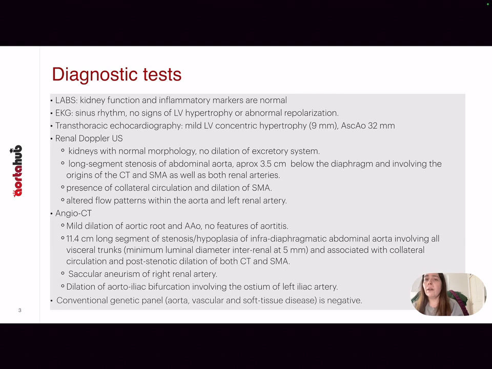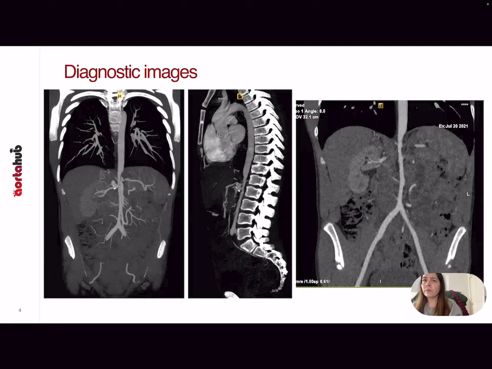We did find a long segment stenosis of the abdominal aorta, so we followed it up with a CT angiogram. I'll show you the images shortly. We did run also a conventional genetic panel to look for known markers of soft tissue disease that was negative.